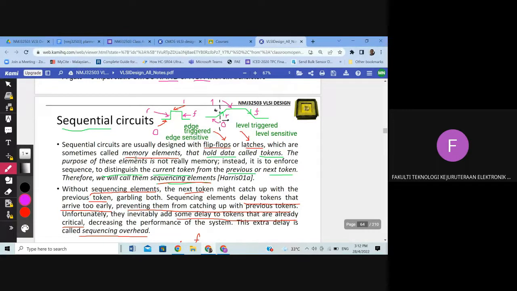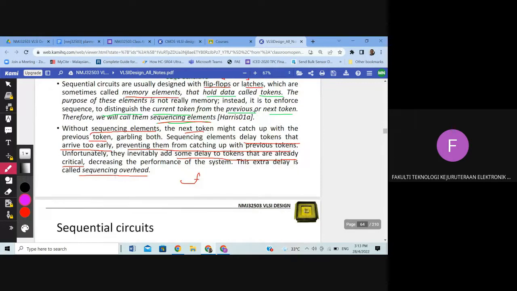Why do we call them memory elements? They are able to hold data temporarily, but they are not memory like RAM or ROM. It is just temporary memory, held for a period of time, and then it changes to different data, or a different token, depending on the clock interval, the clock period.